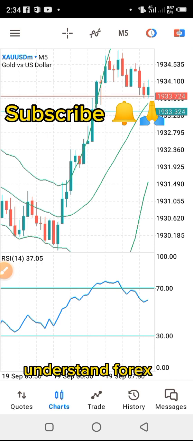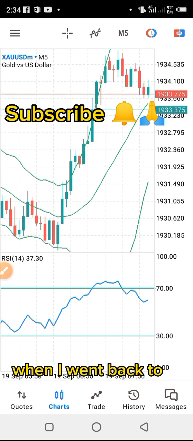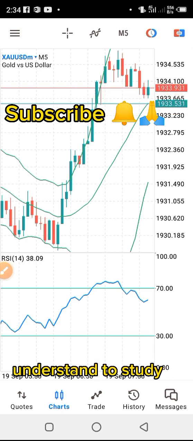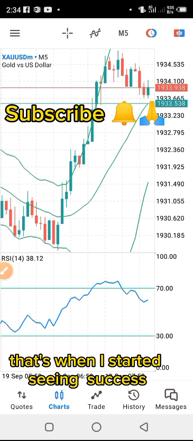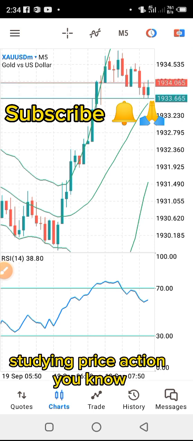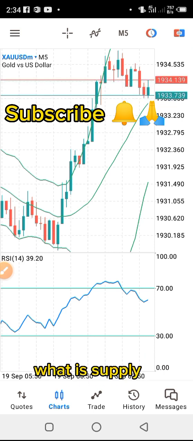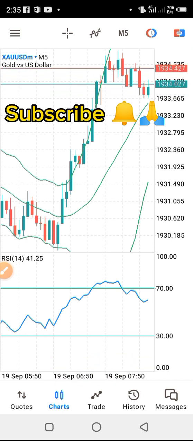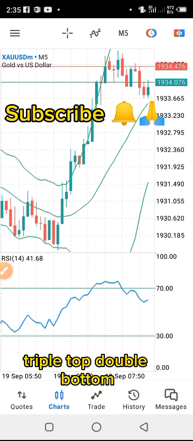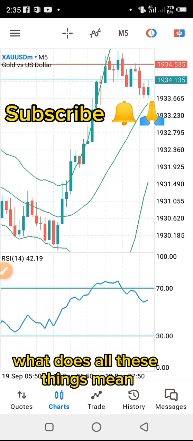I didn't really understand Forex. I started seeing success when I went back to study what Forex really is. Studying price action. What is supply? What is demand? What are the chart patterns? What is double top, triple top, double bottom, triple bottom? What do all these things mean?